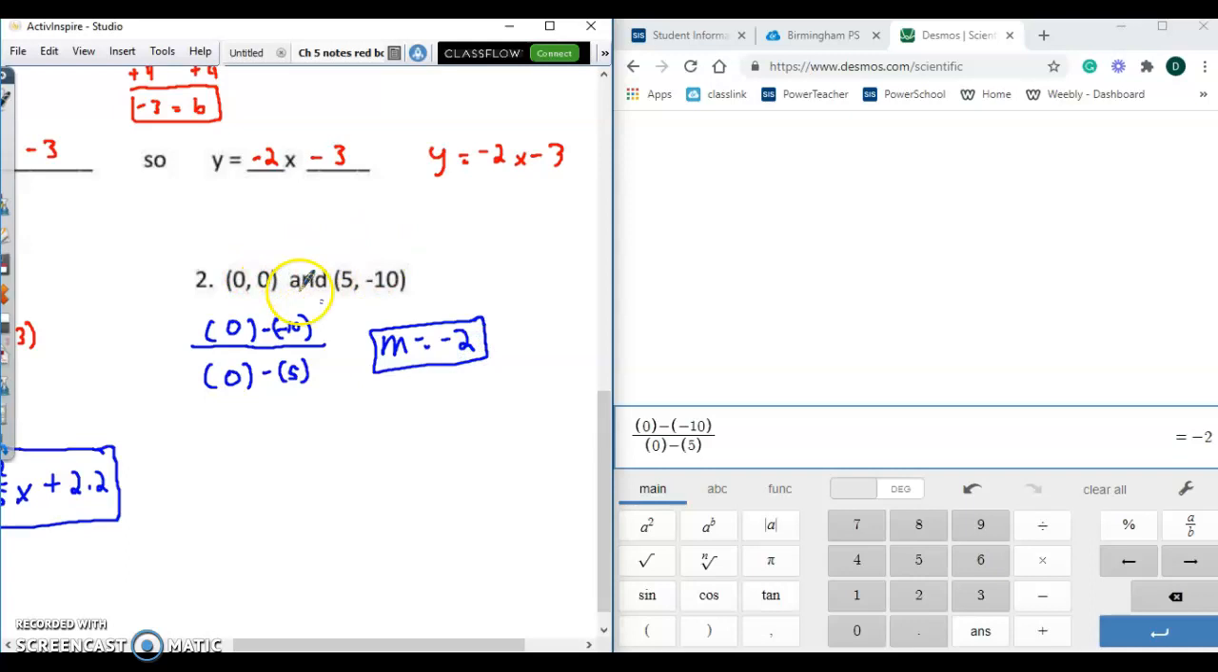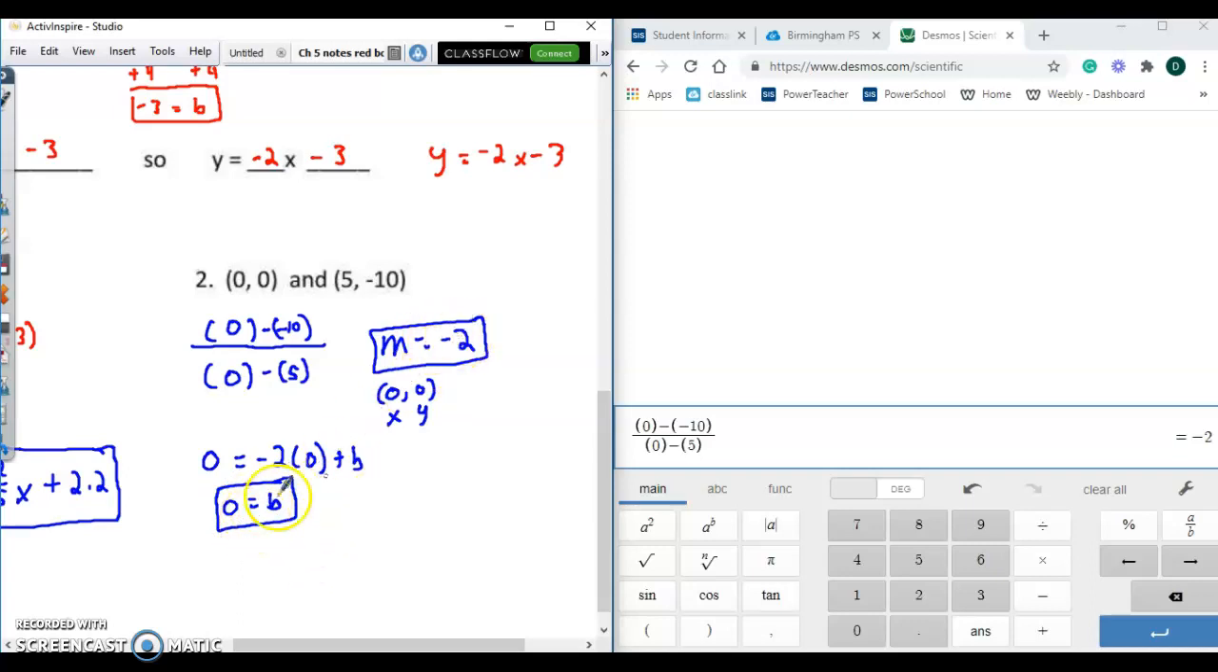Then we have to pick one of the 2 points. We can pick 0, 0, or 5, -10. Let's pick 0, 0. That's a nice one. So I'm going to put 0, 0, because I know I'm using that as my x and my y. So now again, y equals mx plus b. We got to solve for b. So 0 is our y, equals -2 times 0 plus b. And then I do this, -2 times 0, 0. So 0 equals b. So that's my b.